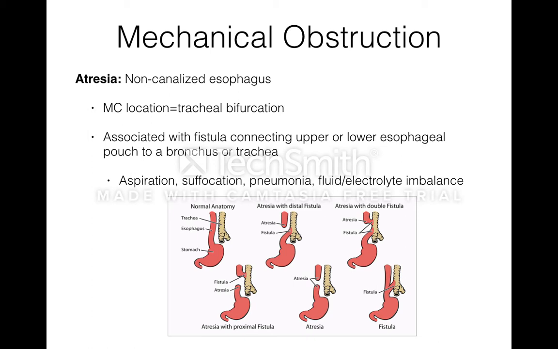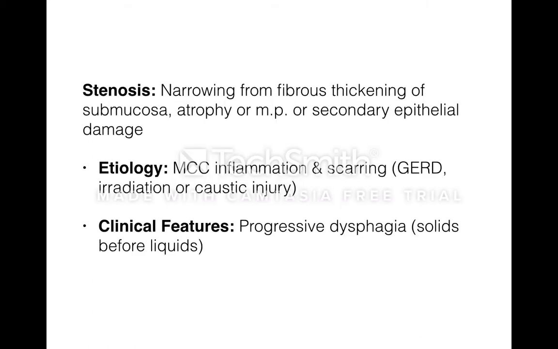The most common fistula type seen is when the proximal esophagus ends, or is atretic, and the distal esophagus connects to the trachea. When a baby with tracheoesophageal fistula swallows, the liquid can pass through the abnormal connection, leading to aspiration, suffocation, and pneumonia. Patients can also experience fluid and electrolyte imbalances.